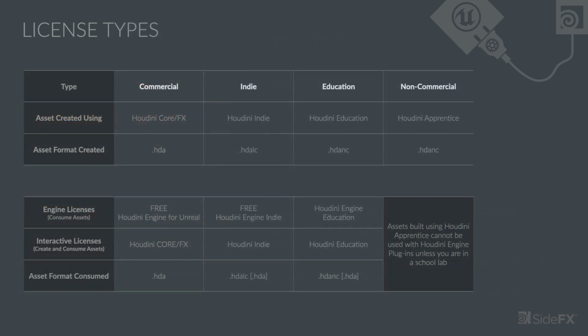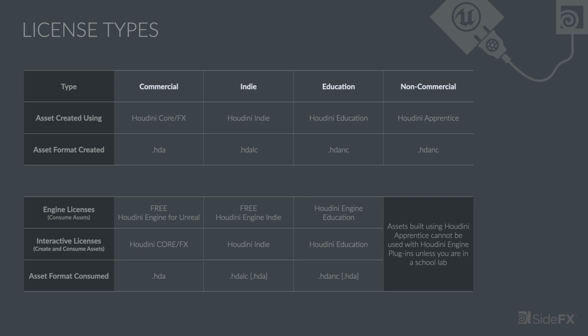Now, let's go over what your different options are from a licensing point of view. If you're a commercial artist, you would be using Houdini Core or Houdini FX to create your digital assets. Those assets can then be run using the free Houdini Engine for Unreal if you just want to consume the assets, or with the interactive licenses, you can use Core and FX if you're testing the assets or working with them. The only file format that's consumed in a commercial setting is .hda.